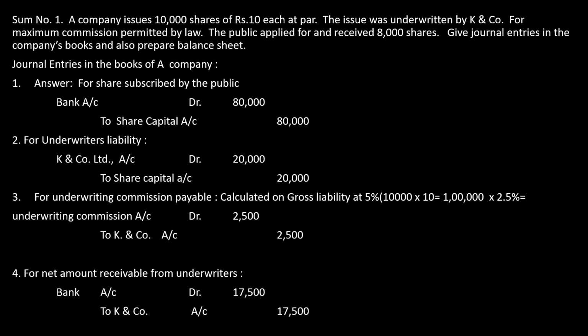Then the net amount. The underwriter has to pay 20,000 as net liability, and the company has to pay 2,500 as commission to the underwriter. So what is the net amount to be collected by the company? The underwriter has to pay 20,000 to the company, and the company has to pay the underwriter 2,500 rupees. So the net amount will be 17,500. That will be Bank account debit to K and Co. So this is all about your journal entry.